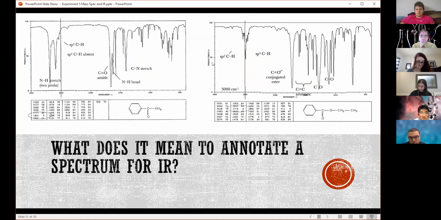Okay. So you will be asked in your post labs to annotate a spectrum. What does it mean to annotate an IR? It just means that you highlight the major peaks. You just say this peak here, that's a carbonyl. This peak here, these are the NH2 stretches. So you're just highlighting the major peaks and saying what structure they correspond to in your molecule, okay?